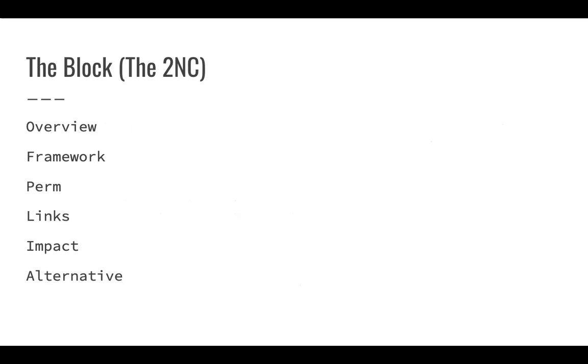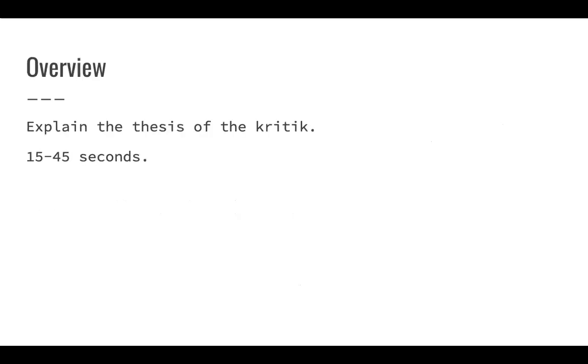The block, this is where it gets real. You need the overview, the framework, the perm, the links, the impact, the alternative. We'll go through them one at a time. There's the overview. This is where you explain the thesis of the critique at the beginning of your 8 minutes of it. So generally, this should be about 15 to 45 seconds.